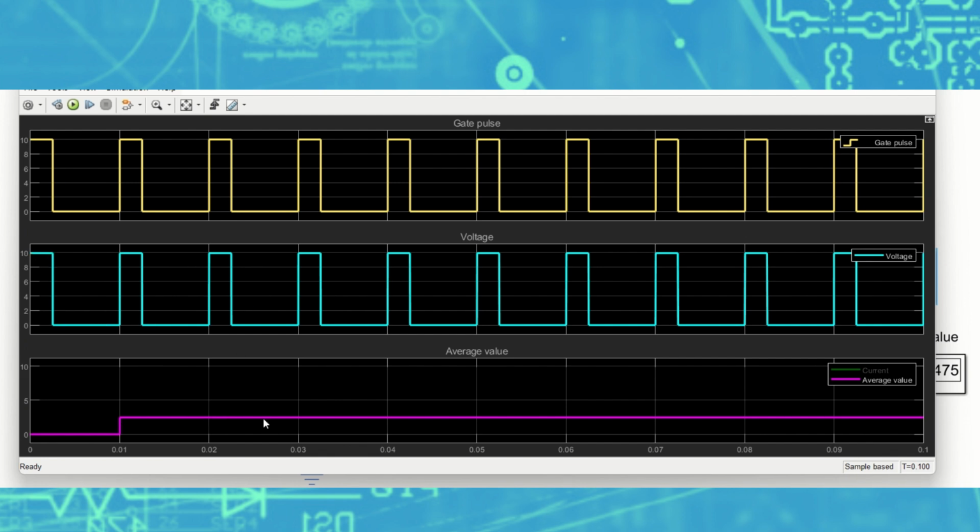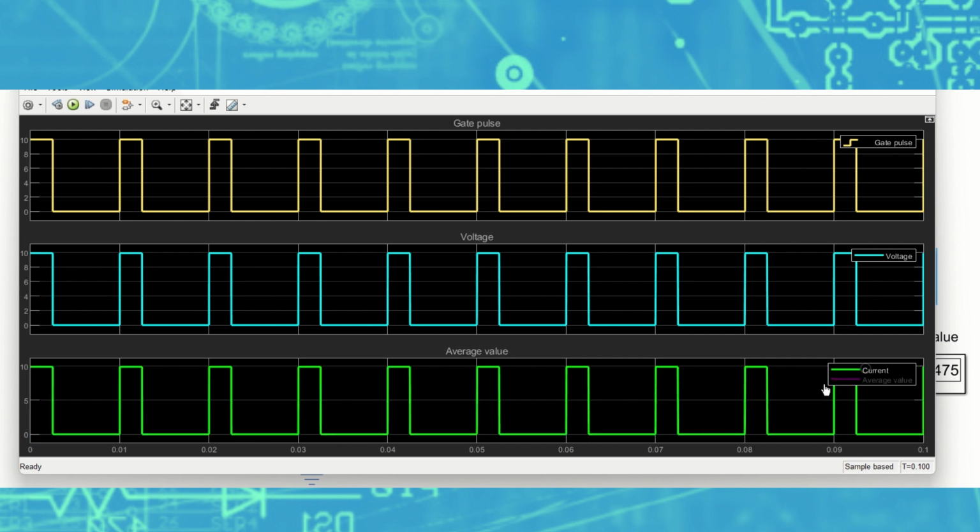Now what is the average value? It should be around 2.5 volts. And if you see the current, it remains the same. Current is around 10 and again 0. It follows the same as voltage, because the resistor is 1 ohm, current I equal to V by R, it is also 10 amps.